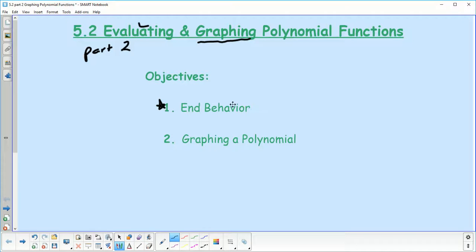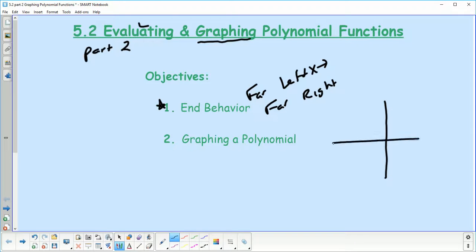So end behavior is only referring to the far left and the far right, meaning to the far left, x is getting to become a very negative number. Now what I mean by that is if I have my y-axis and my x-axis, right? Here's my x-axis, here's my y-axis. Well, these axes go on forever, right? So all the way out here to the left, our numbers are getting really negative, meaning negative infinity. So x is approaching negative infinity.